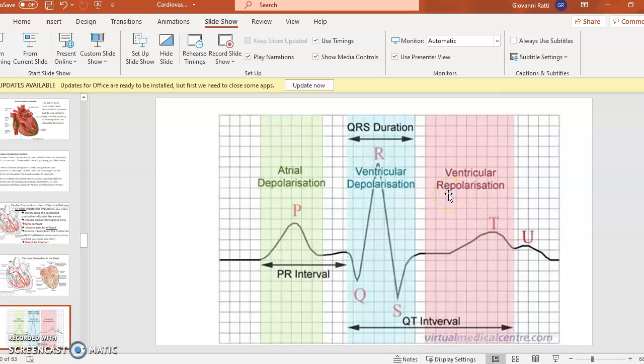And so the heart, every heartbeat cycle, every time your heart beats, the ventricles need to repolarize. The atria do too. And so the repolarization is this T curve.